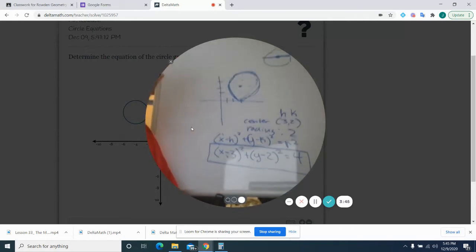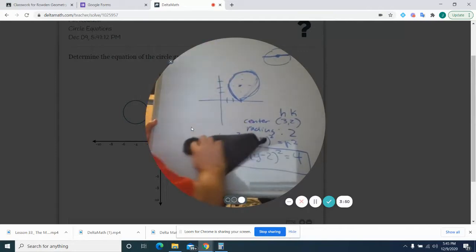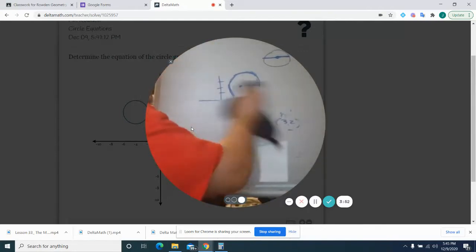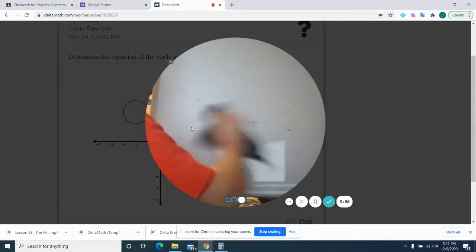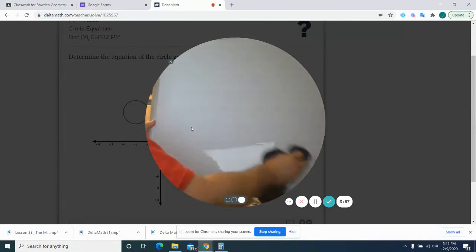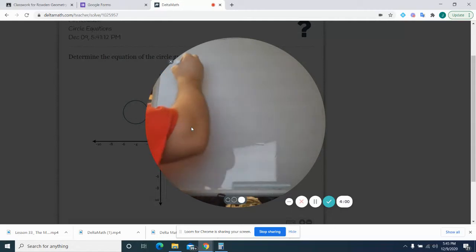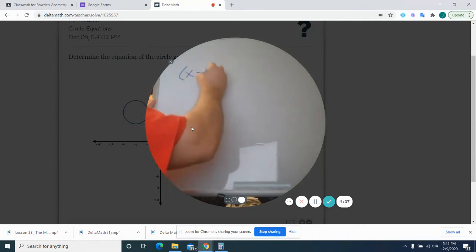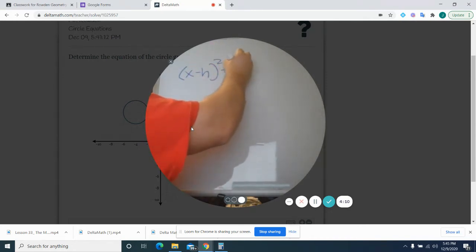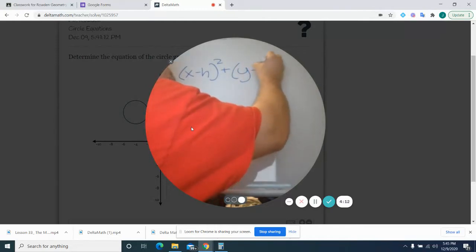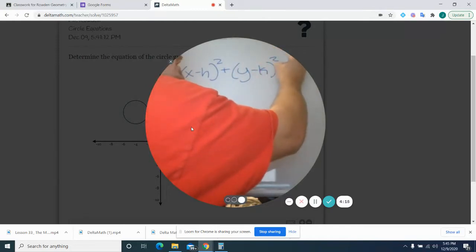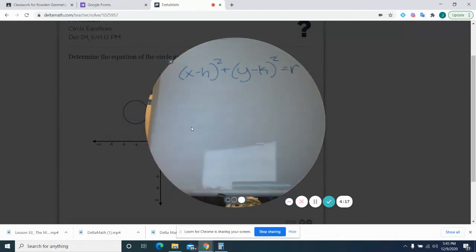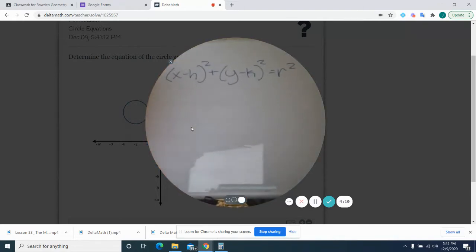So let's look at a problem they have here. I'm going to erase this because I might want to just jot some things down as we do it. I'm going to write the formula up here. I'll write it nice and neat. So it's going to be x minus h squared plus y minus k squared equals r squared. So that's the equation that we're going to be using.